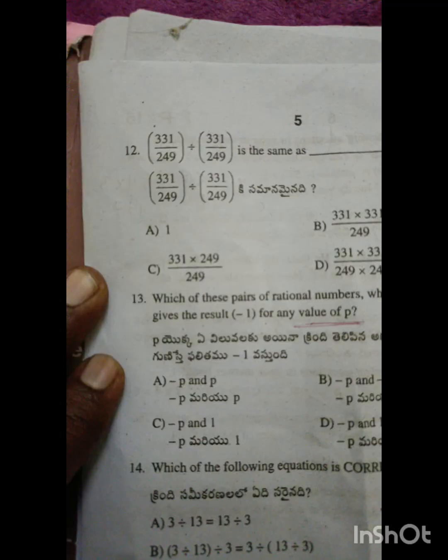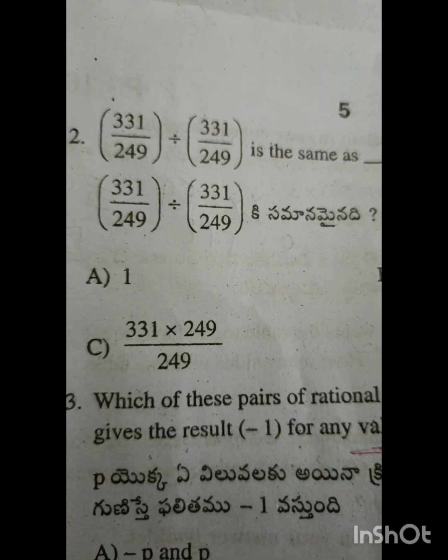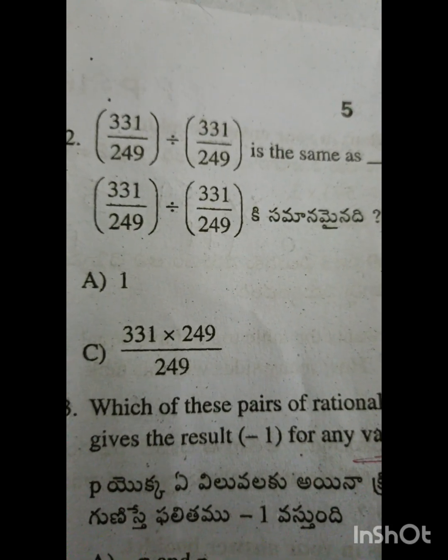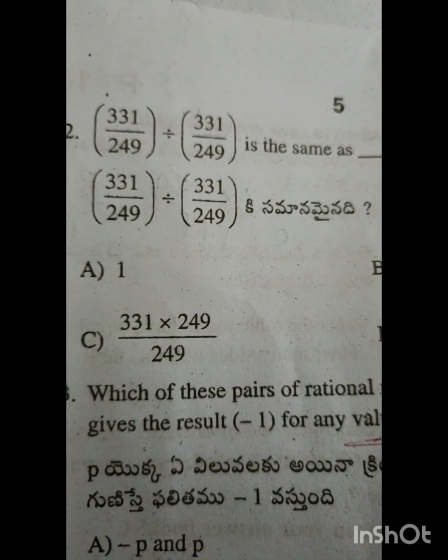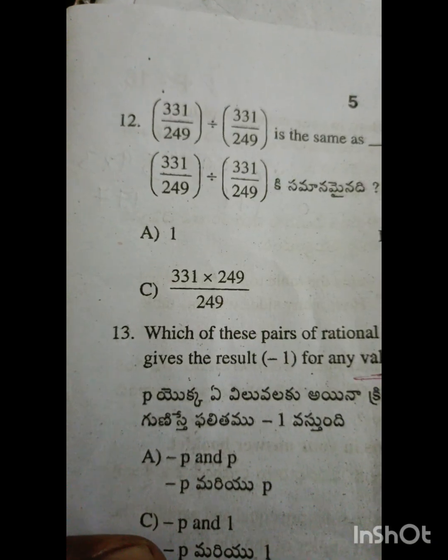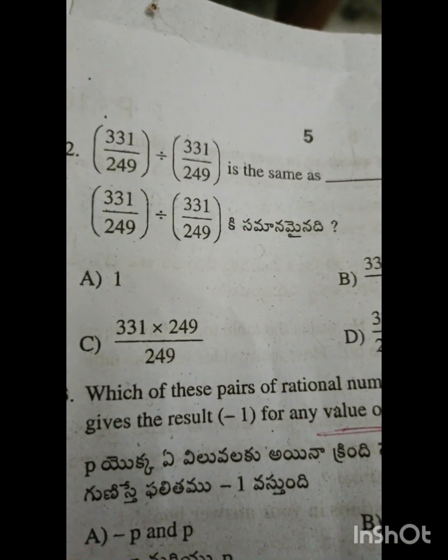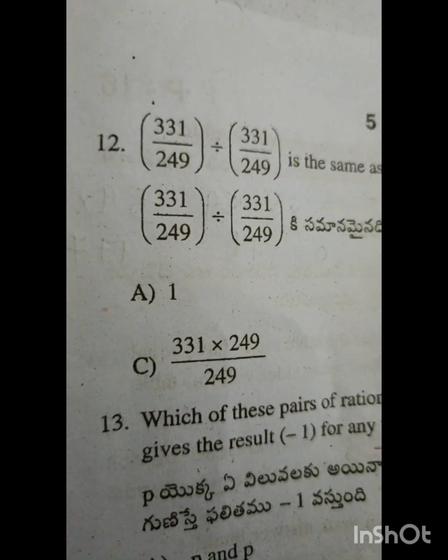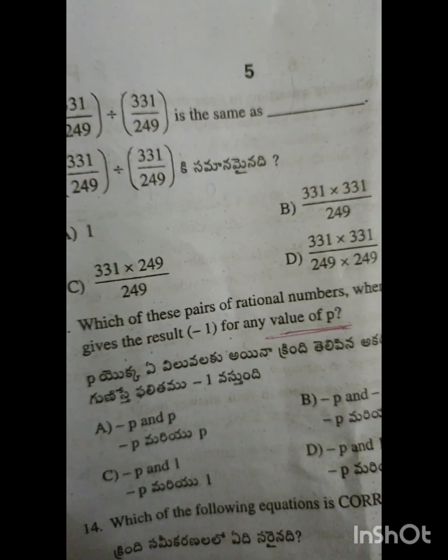In question number 12, 331 by 249 divided by 331 by 249. The same number divided by the same number will get 1. So that is a direct question only. Maybe the numbers are bigger, but it's the same numbers. So a non-zero number divided by the same number is always equal to 1. So option A.